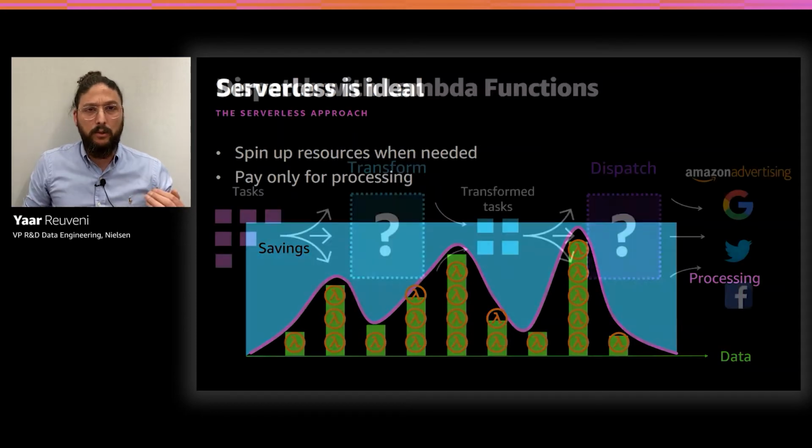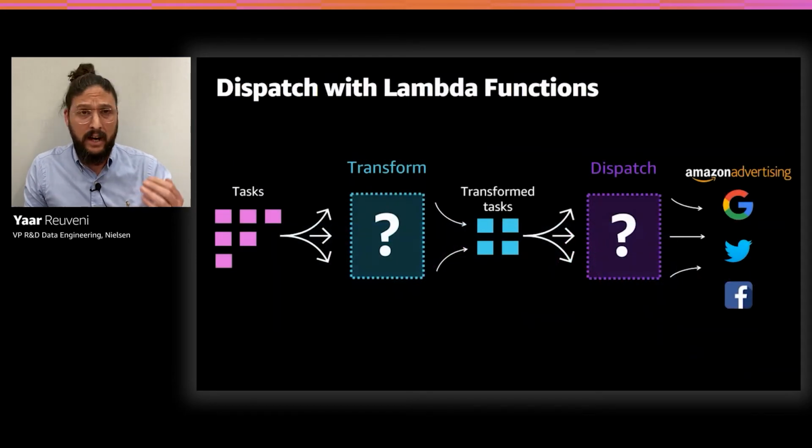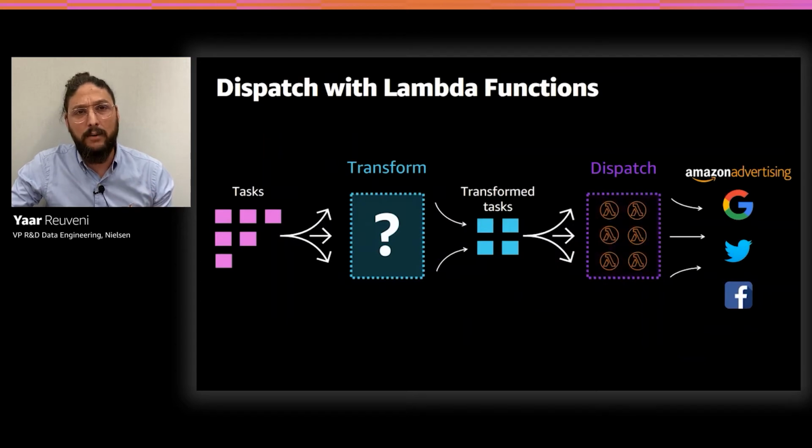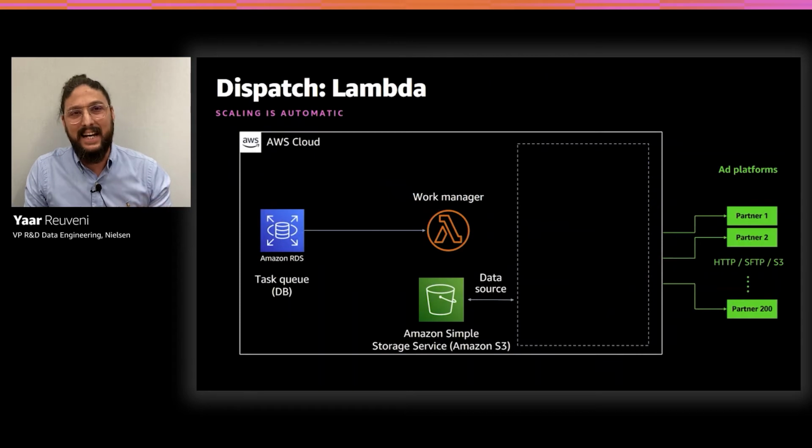Now, let's take another look at our high-level architecture again. We set off to explain how we solve the dispatch side of the system, and we chose AWS Lambda for that. Let's see how it's implemented. So our transform data comes in as tasks in our RDS management database. And then we have a work manager Lambda that arranges those tasks and prepares them for the dispatch.